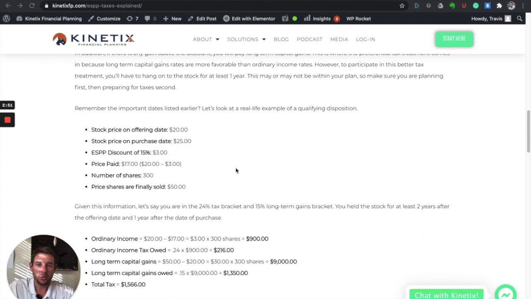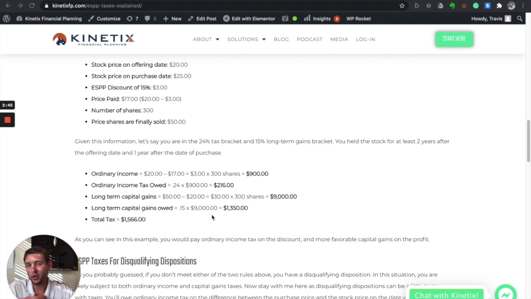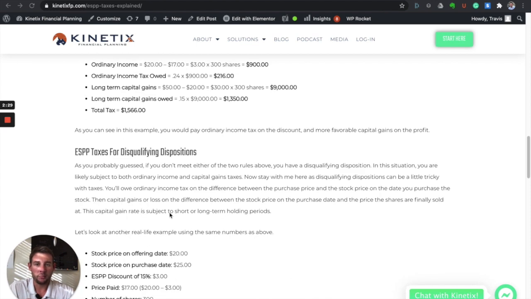So in this example, if we look at all these price scenarios, this person is in the 24% tax bracket, 15% long-term gains. In this situation, the total tax would be $1,566, and we're going to compare that to the same situation in a disqualifying disposition below. So we can go ahead and discuss that as well.